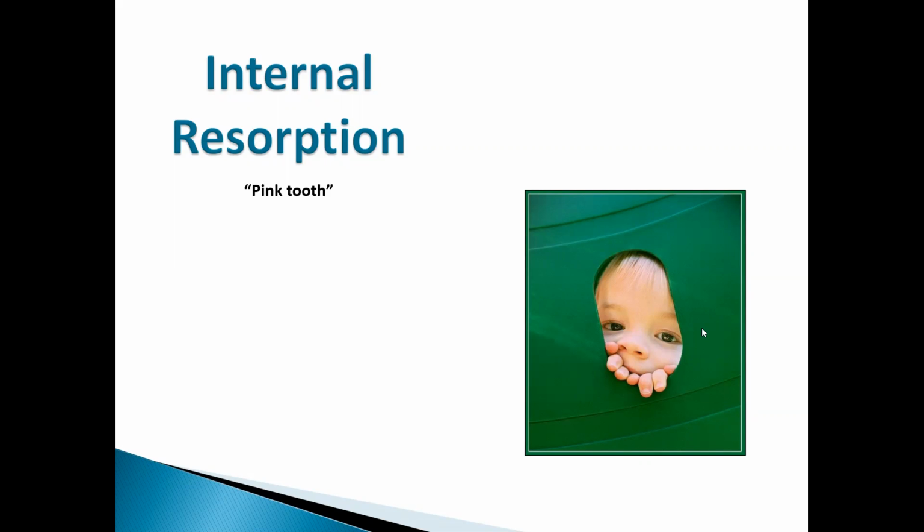Resorption. Internal resorption is also known as pink tooth. The reason they call it pink tooth is that sometimes anterior teeth will actually have a pink color to them. And when you see a pink tooth, you're thinking, huh, that's kind of an odd thing. So then it tells you to take an x-ray of it.